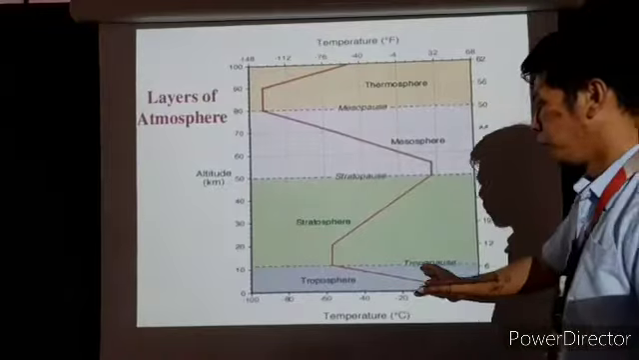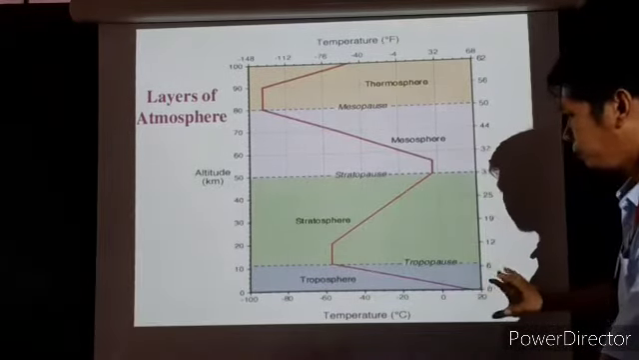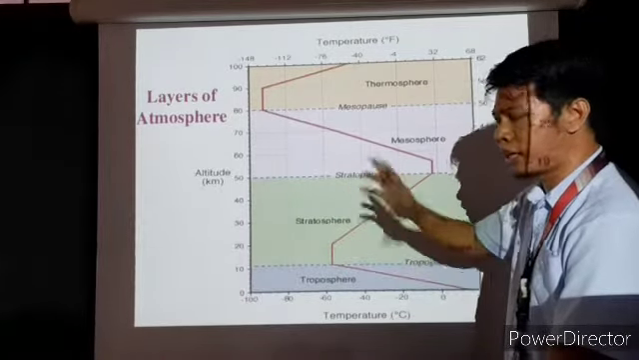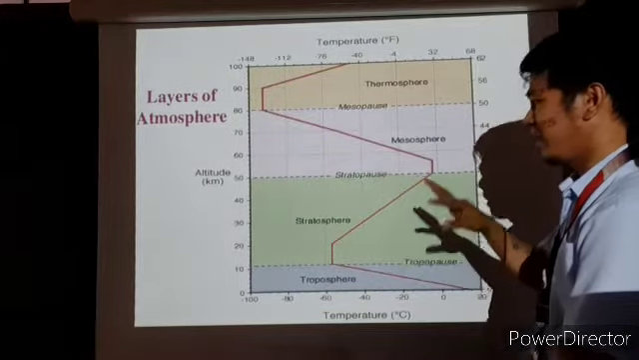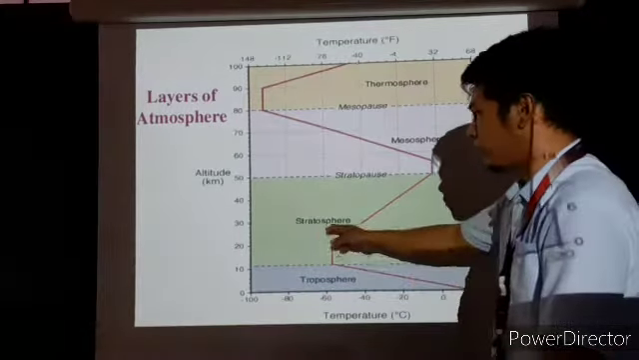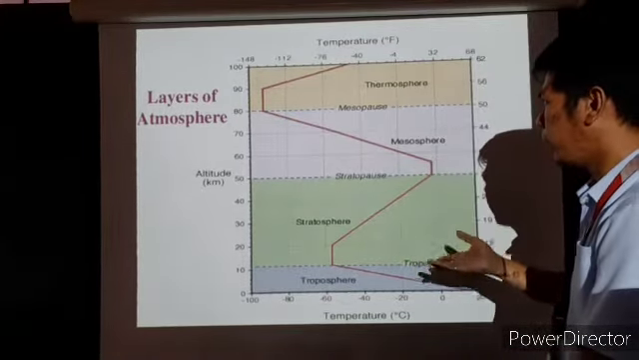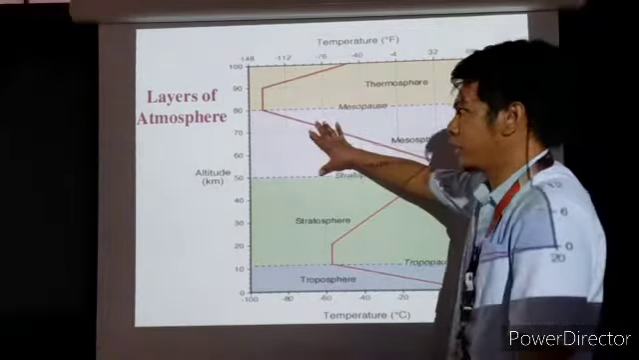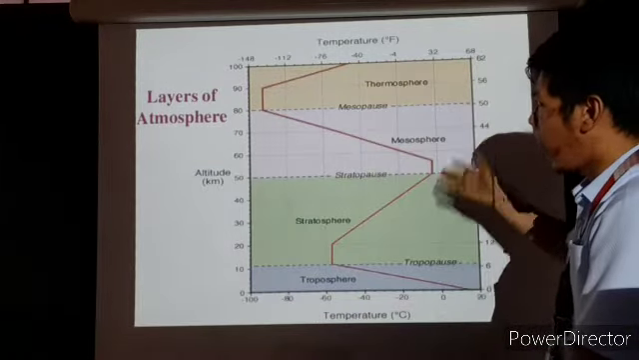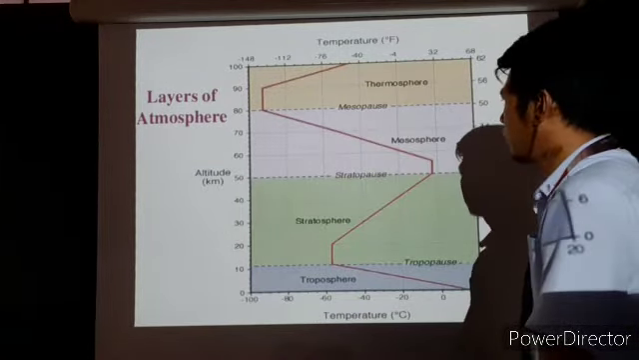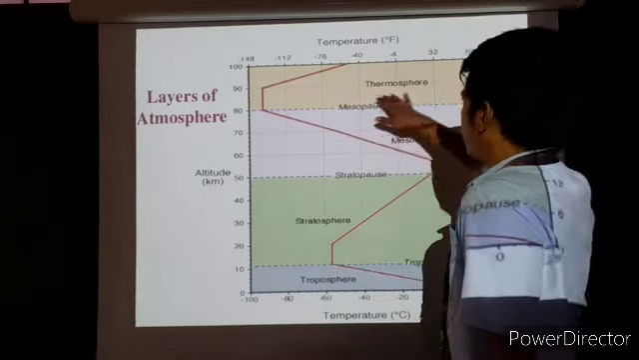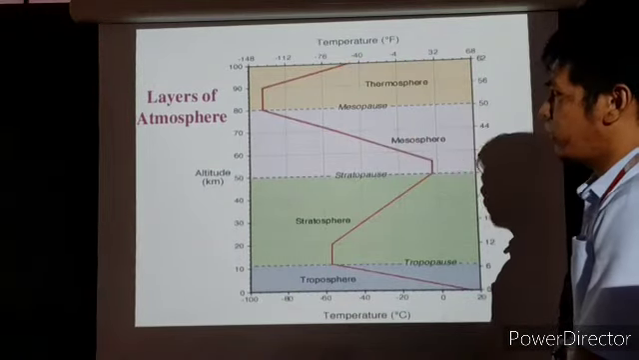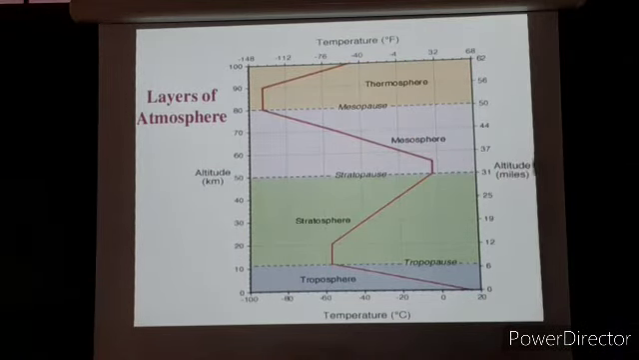In the troposphere, the temperature varies, sometimes cold, sometimes hot. The stratosphere is the same, cold or hot. But the mesosphere is the coldest layer of the Earth's atmosphere, and the thermosphere is the hottest layer of the Earth's atmosphere.